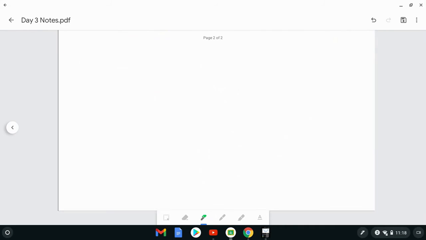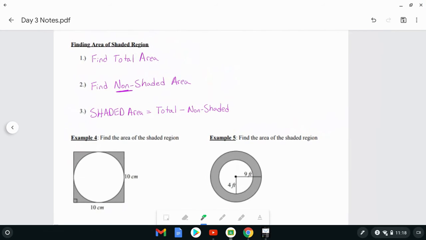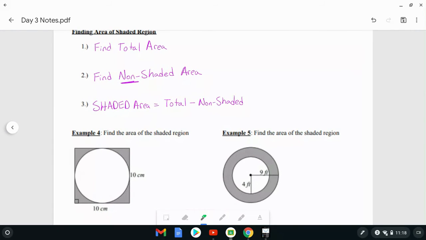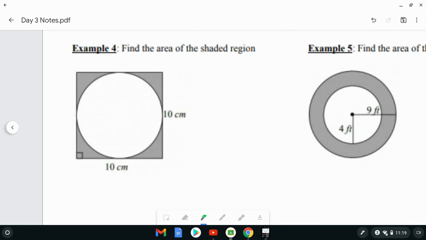On the next page, we're going to go ahead and take a total figure and subtract interior areas to find the area of a shaded region. So those are our 3 steps. Step 1, find the total area. Step 2, find the non-shaded region. And then step 3, you would take the total, subtract the non-shaded, and what you're left with is that shaded region.